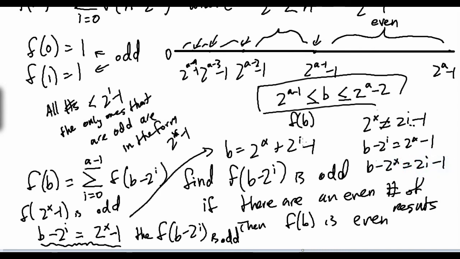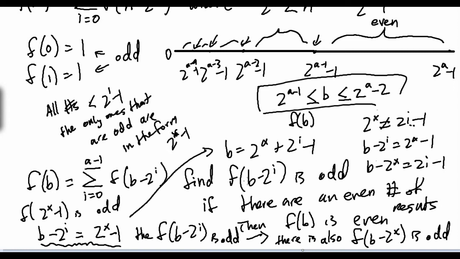And why is this so important? It means that if b minus 2 to the i is in the 2 to the x minus 1, and f of 2 to the x minus 1 is odd, because we know that from what we're trying to prove, thus f of b minus 2 to the i is odd. If we know this is odd, then there's also f of b minus 2 to the x is odd.